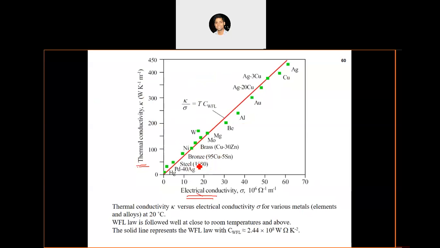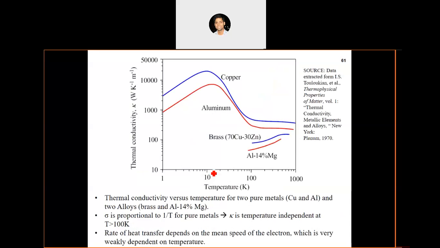You can see that there are some alloys also in this plot. For example, steel is an alloy, lead, Ag, brass. All the alloys as well as pure metals follow this Wiedemann-Franz-Lorentz law very well. Thermal conductivity and electrical conductivity are both related to each other by this law which we saw earlier.